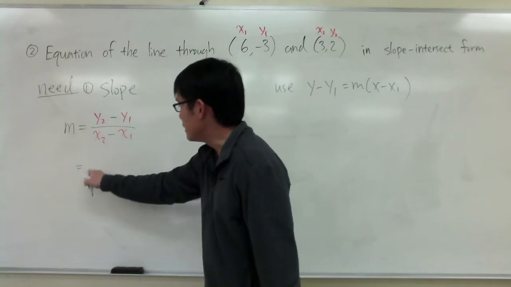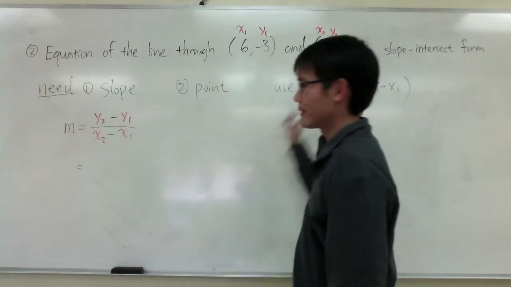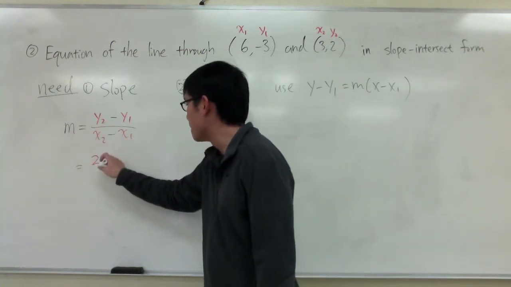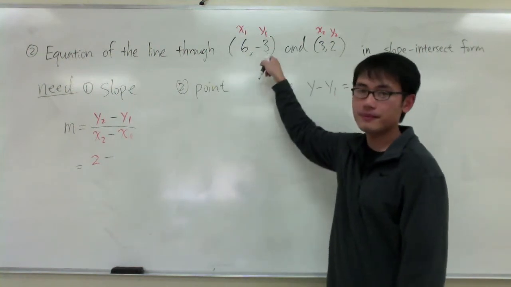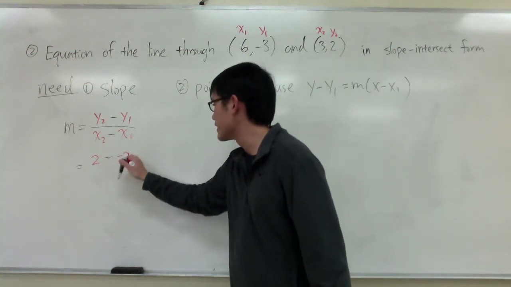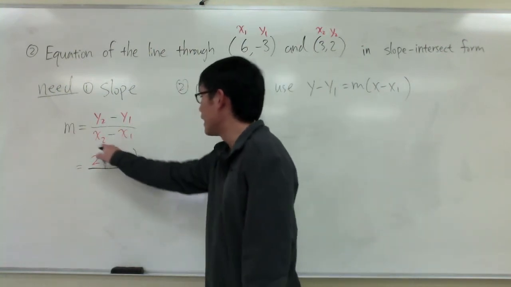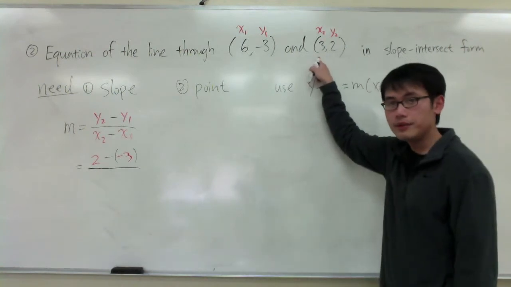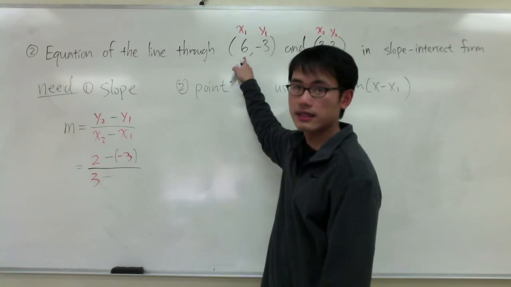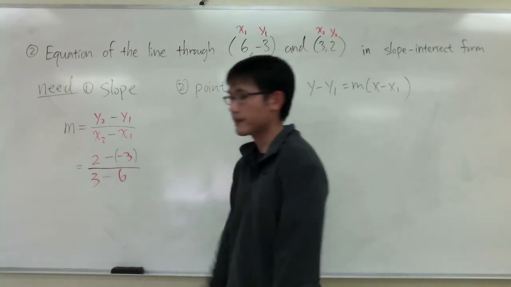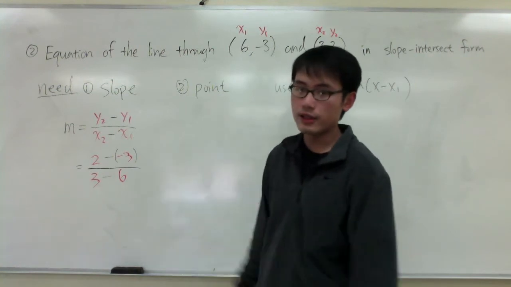So m is equal to y2, and my y2 is the number 2. So 2 minus my y1, which is -3, so 2 minus -3 for the y1. Over, I have x2, which is 3, minus my x1, which is 6. And now this is the calculation that I need to do to get the slope.